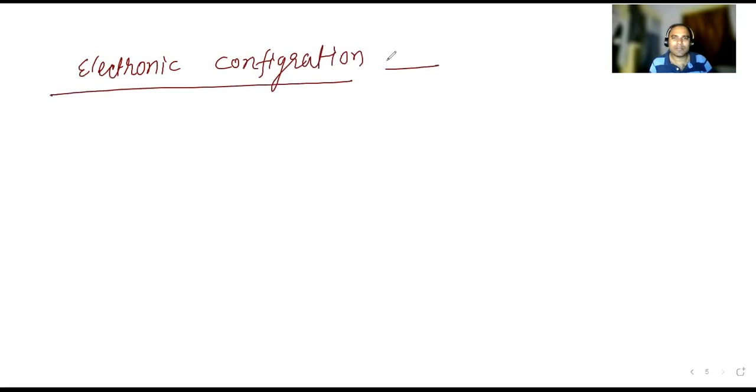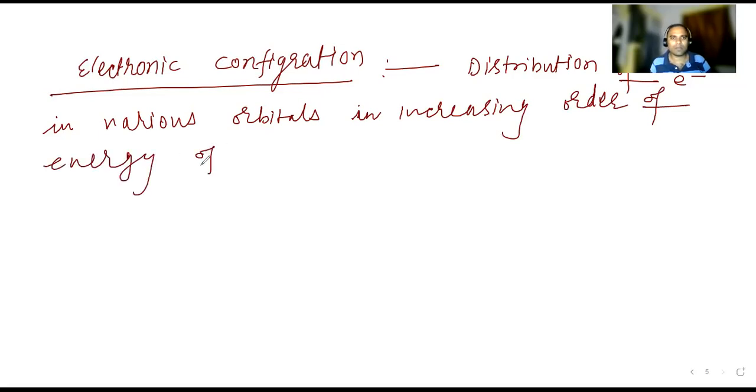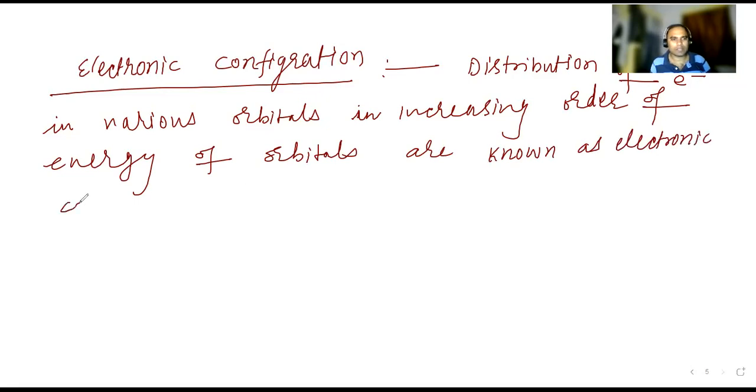The meaning of electronic configuration: distribution of electrons in various orbitals in increasing order of energy of orbitals is known as electronic configuration.